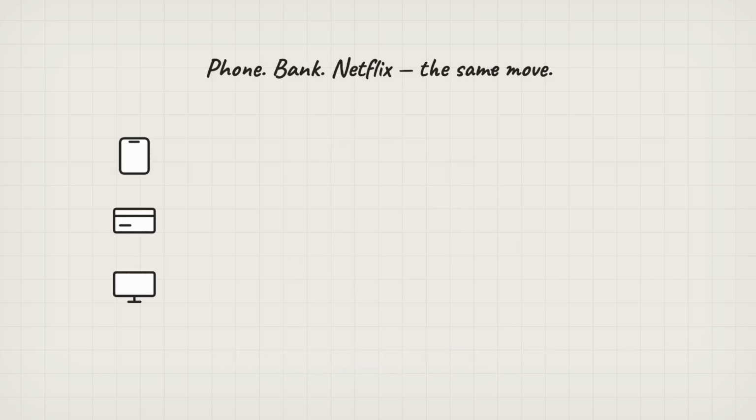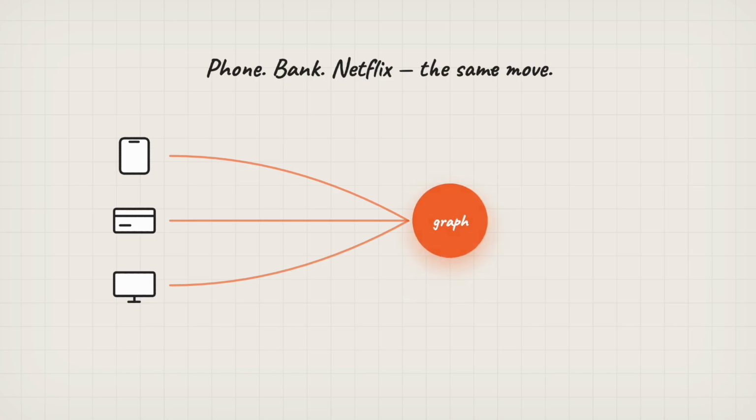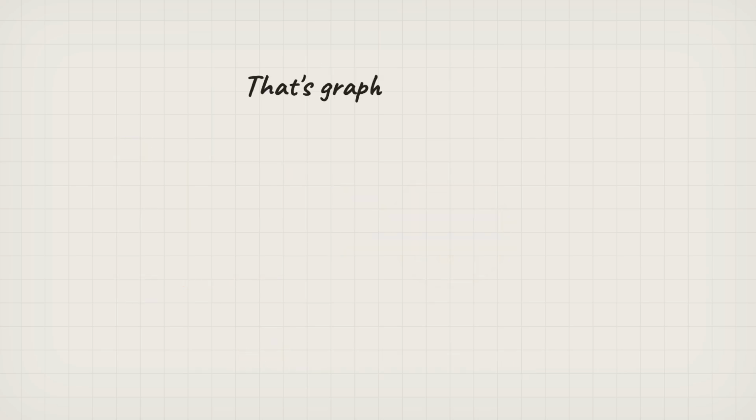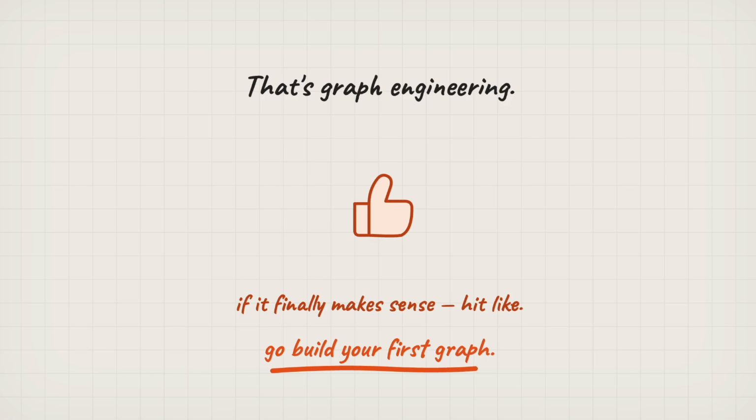So back to the very start. Your phone guessing who you know, the bank catching the fraud ring, Netflix reading your taste. Now you know the secret. It's all the same move. Store the world as things and connections. Then work the connections faster than anyone thought possible. That's graph engineering.